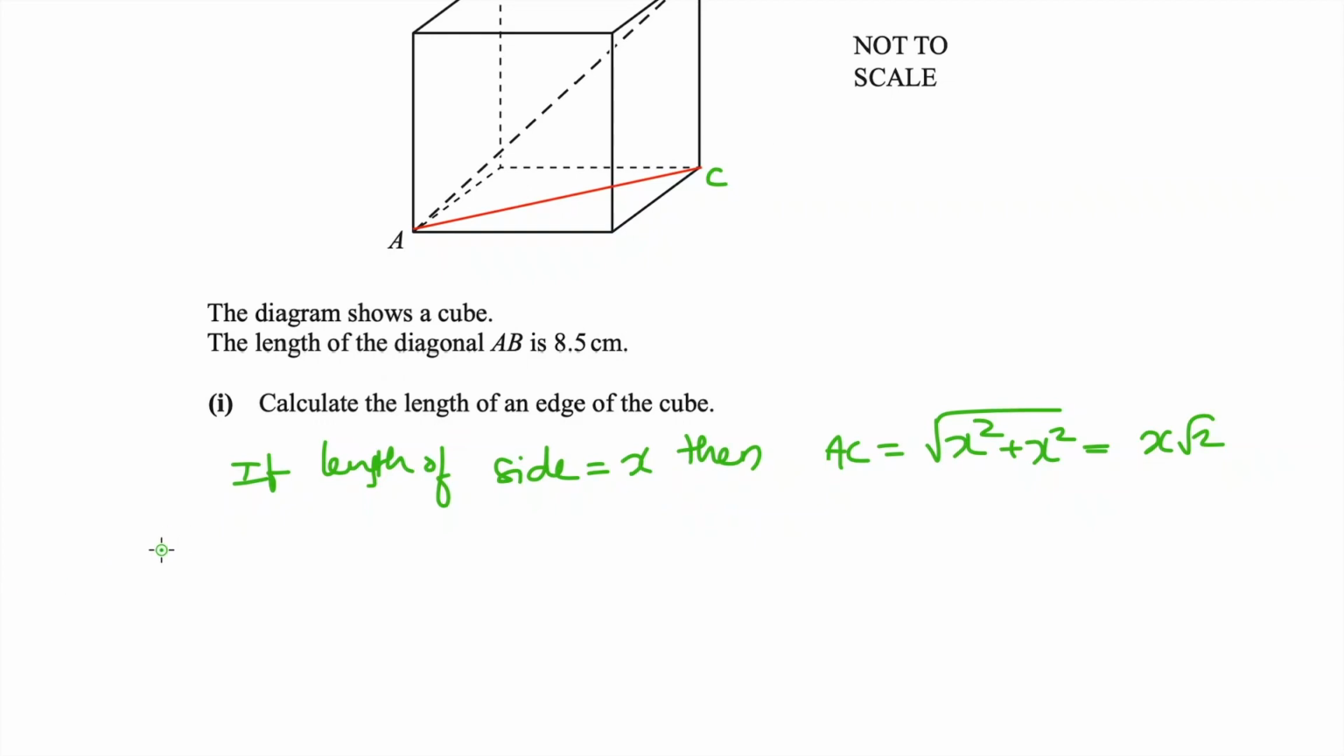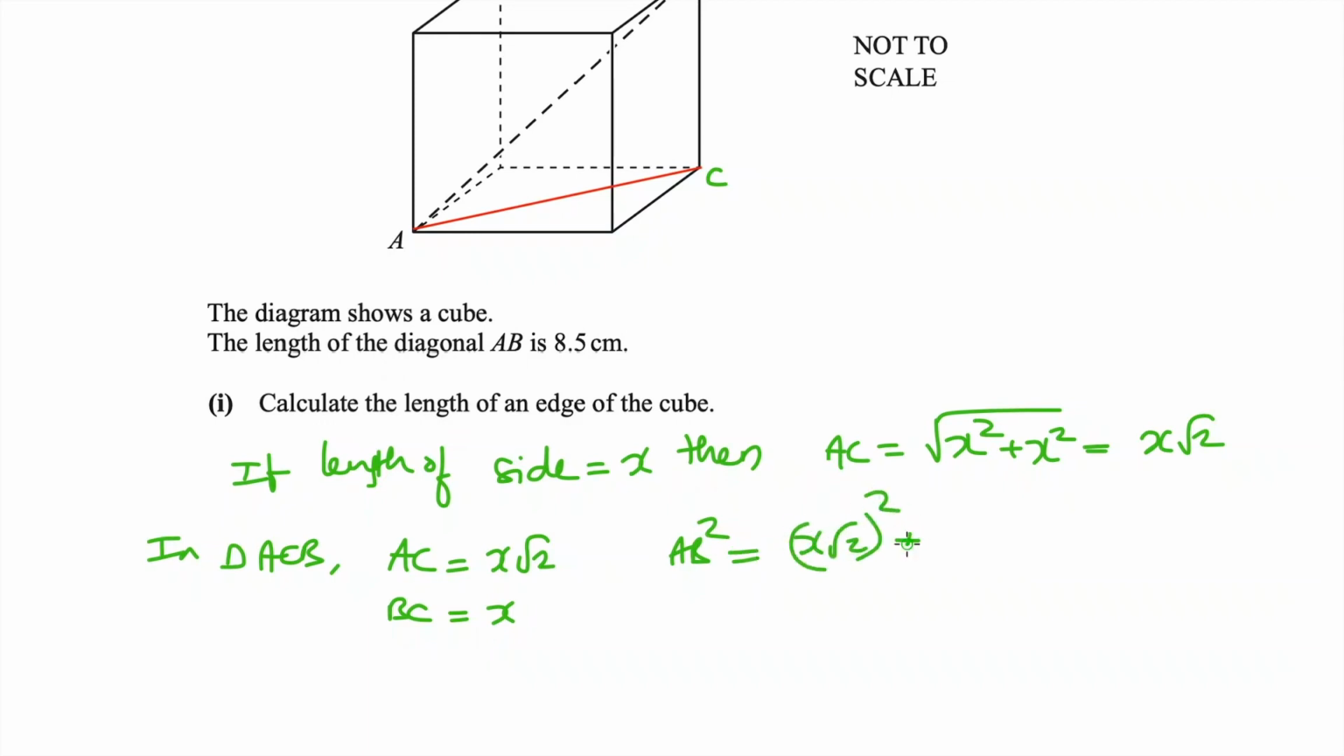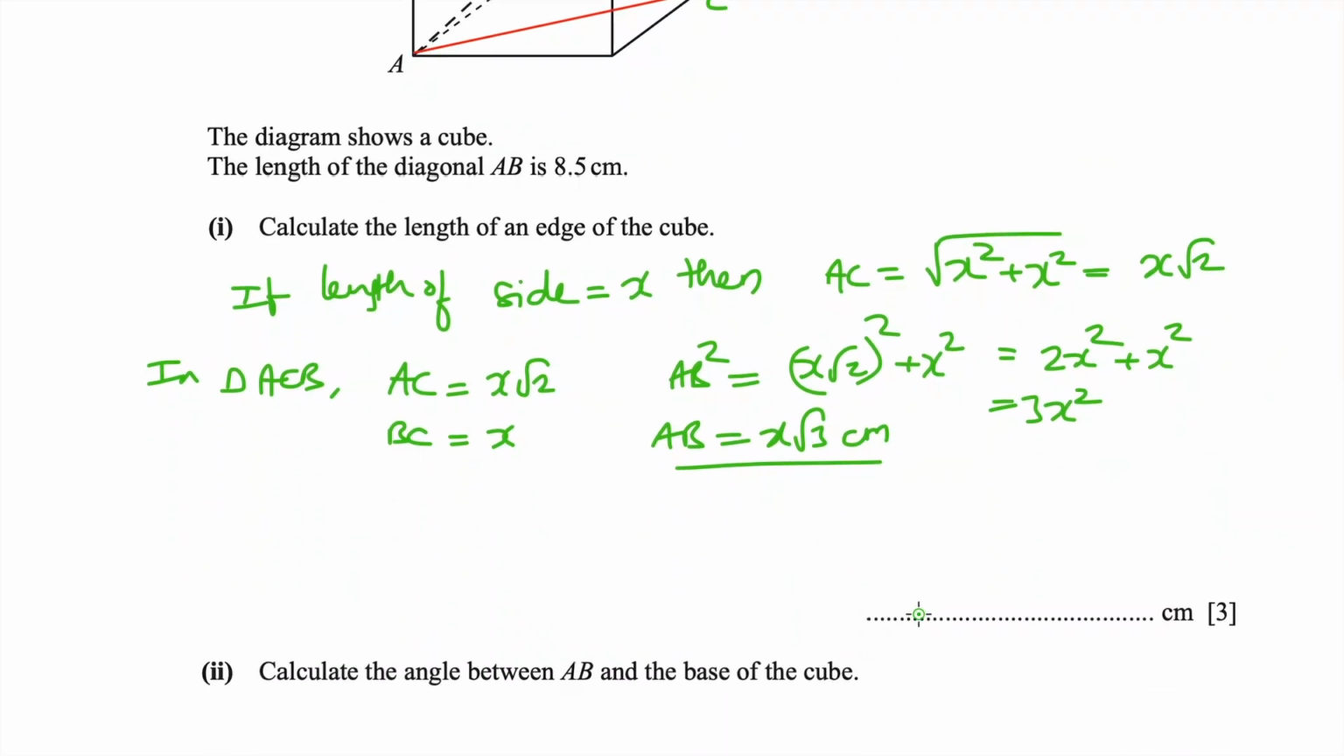And now in triangle ACB, AC is equal to x root 2 and BC is equal to x. So therefore AB square is equal to x root 2 whole square plus x square, which is nothing but 2x square plus x square, which is 3x square. And so AB is equal to x root 3 centimeters. So that is the actual length of the diagonal AB.